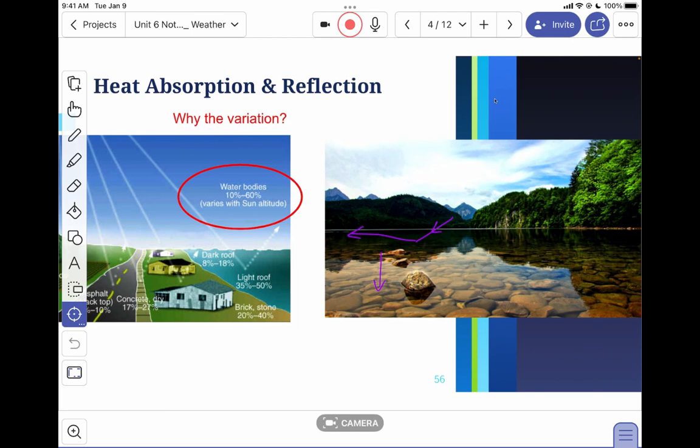Well, if we flip over here, this just shows the water bodies again, the huge percentage, and you get the dark roofs and concrete and whatnot. But for water, if the light's coming straight down, you're able to see easily down into the water. But for the light here that's coming at an angle and hitting the water, we can't see into it. So that light ends up reflecting back up into space. If you have light that's more straight down, that is going to give you a lower percentage of reflected light. Light that comes in on an angle is going to be closer to like 60% reflected light.